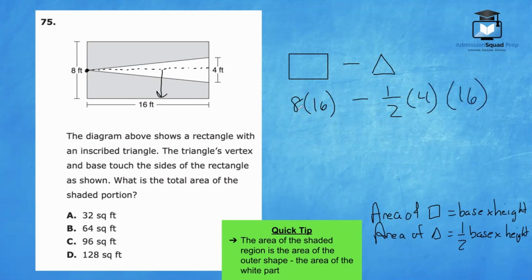For 16 times 8, we have 8 times 6 is 48. 8 times 1 is 8, plus 4 is 12. So we have 128 minus 1/2 of 4 is 2, and 16 times 2 is 32. When subtracting 32 from 128, we will have 96 feet squared. So C is the correct answer.